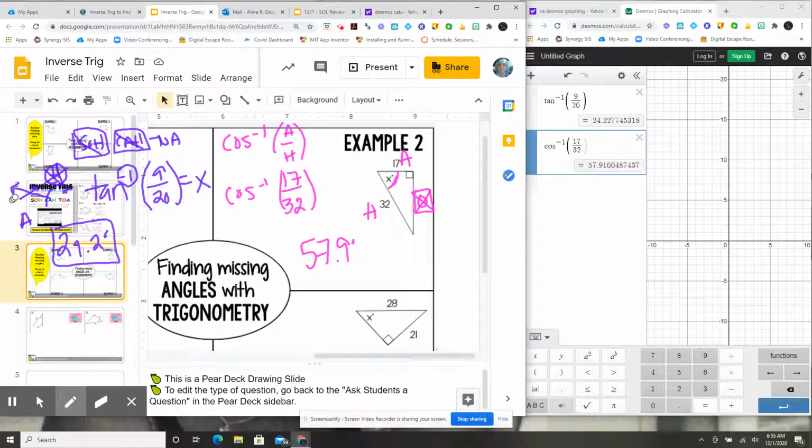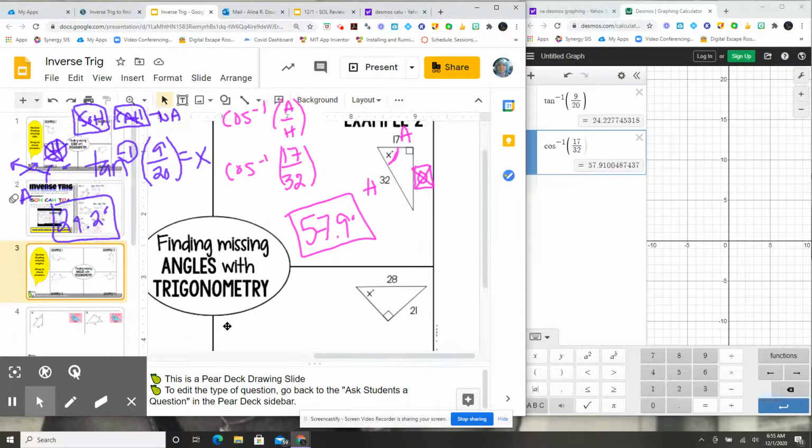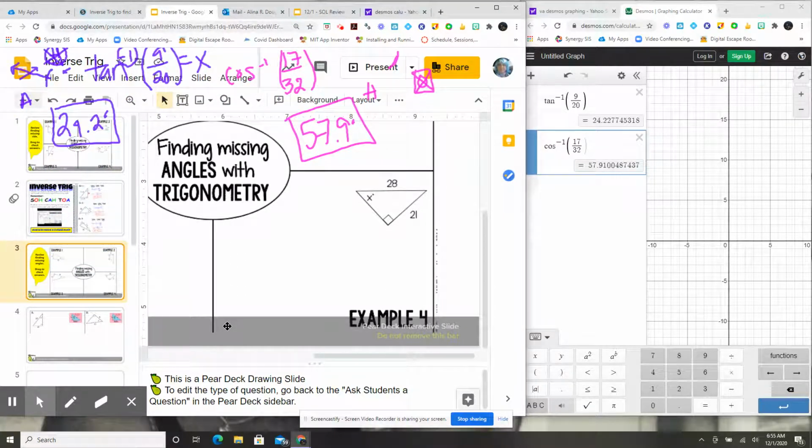57.9 degrees. And it kind of makes sense that this is the biggest angle because the 17 is pretty small. So again, a little bit harder to think about reasonableness here, but those two acute angles do equal 90 degrees. So a lot of times that helps a little bit.